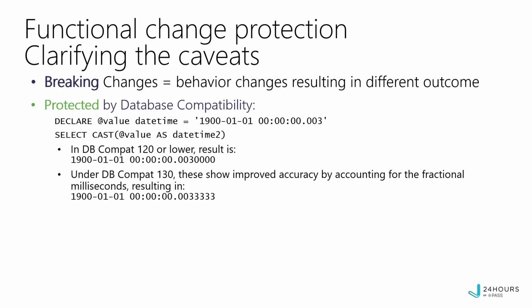In DB Compat 120 or lower, look at the result for that cast operation. You see the precision of the time there. Now, starting with SQL 2016, we have changed the precision of date time, we've changed the precision of float and a number of other data types. So you see that the same operation actually results in a different output. You see the added precision there. Now, this is actually protected by DB Compat. So if you need the first result, if you account for that in your logic, then you need to remain at a lower compat level.